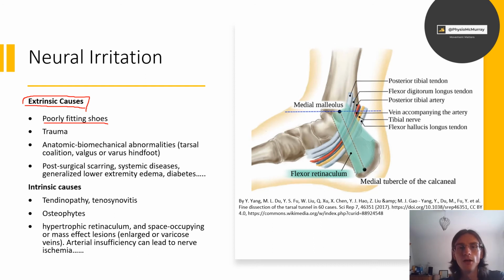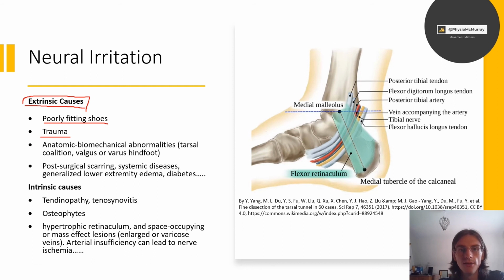If you've had a trauma, say you've twisted your ankle, it could have caused swelling in that area, and then the swelling compresses the nerves, which then causes the symptoms. Or if someone's played football and someone's kicked you right on that area, they've just kicked onto the nerve.